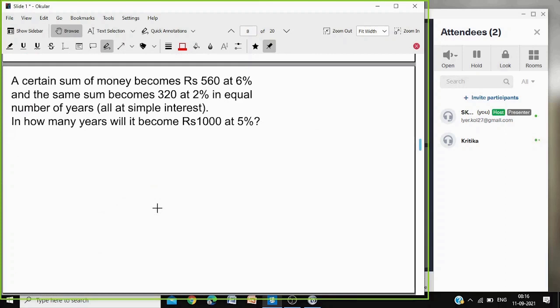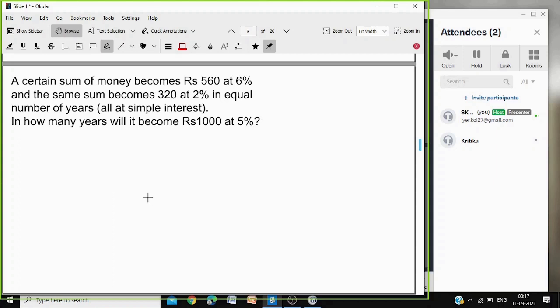Yes, sir. A certain sum of money becomes rupees 560 at 6%, and the same sum becomes 320 at 2% in equal number of years, all at simple interest. In how many years will it become rupees 1000 at 5%?